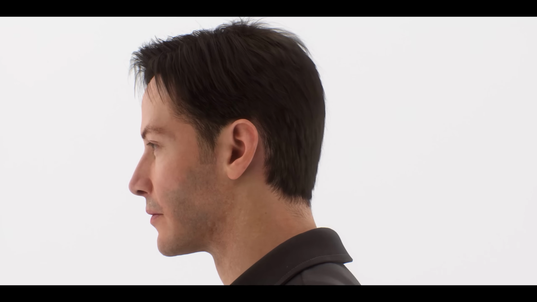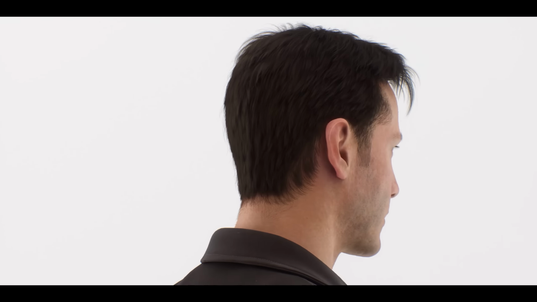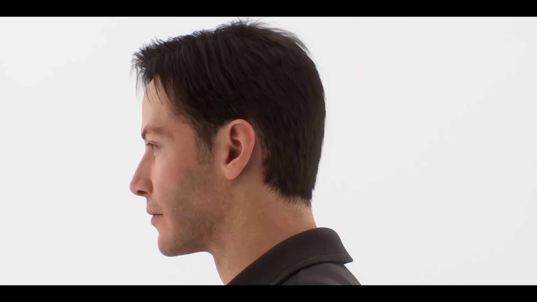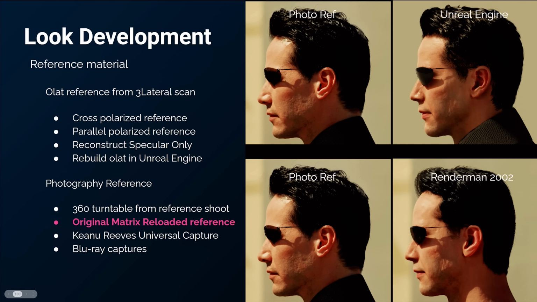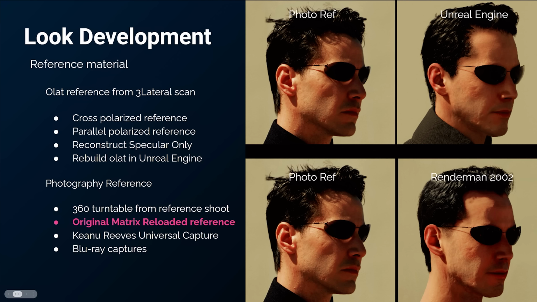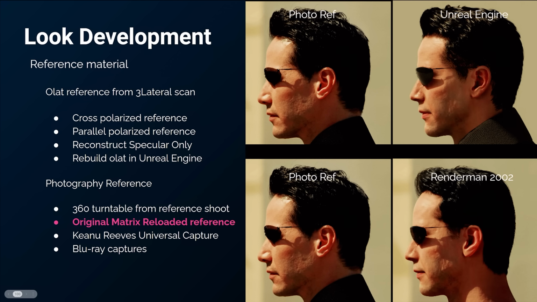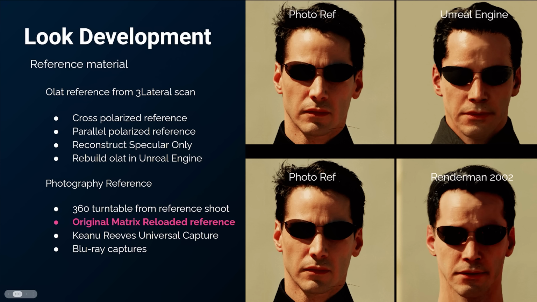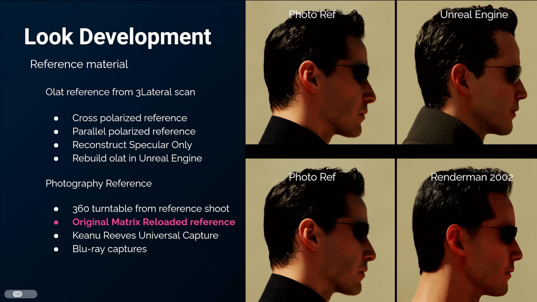An additional requirement for this project was to recreate Keanu Reeves and Carrie Ann Moss as they were seen in the Matrix Reloaded. To help with this, WB provided us with the original reference shot for the movie. The photo reference is on the left, and on the bottom right, you see a look dev image generated out of RenderMan circa 2002. The top right is an in-progress test render out of Unreal Engine.